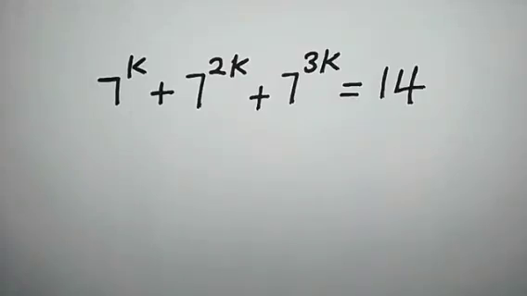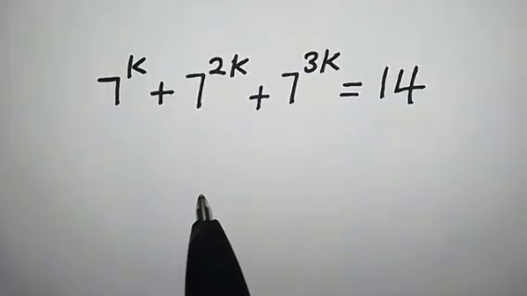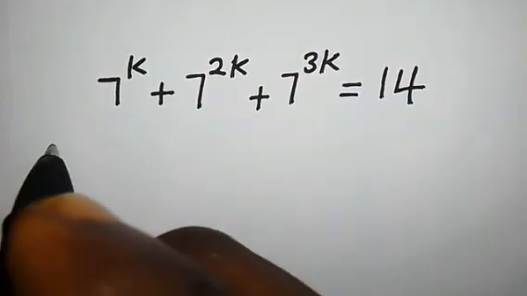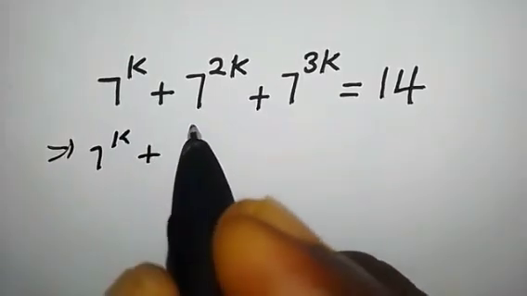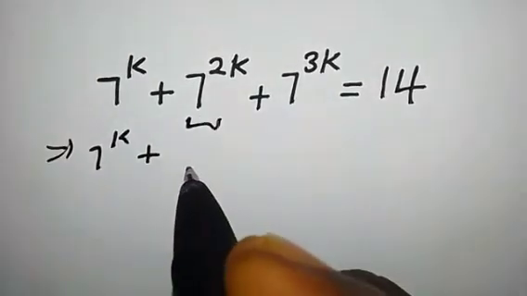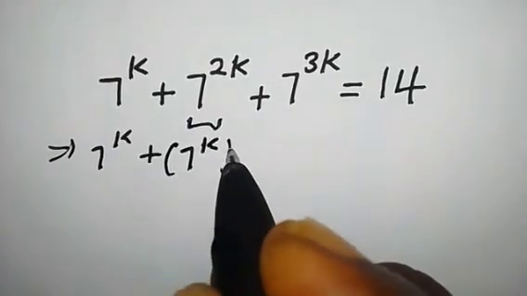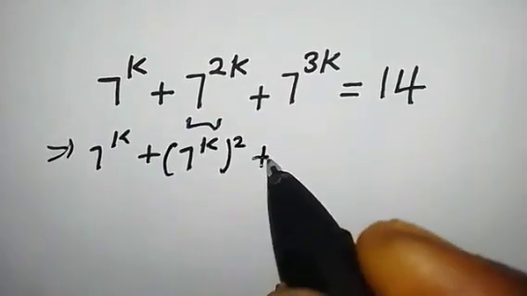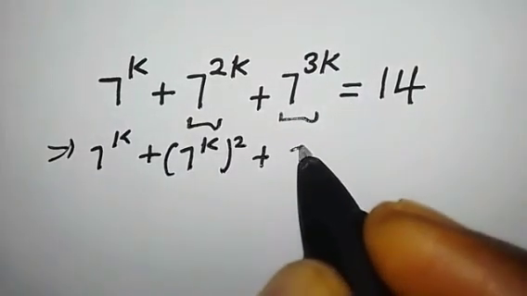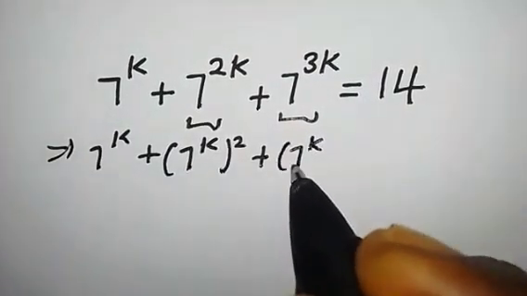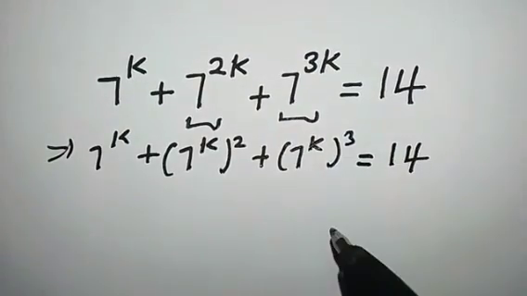Hi everyone, how do we solve this tricky exponential equation? 7 to the power of k plus 7 to the power of 2k could be written as 7 to the power of k times 2, plus 7 to the power of 3k could be written as 7 to the power of k times 3, equal to 14.